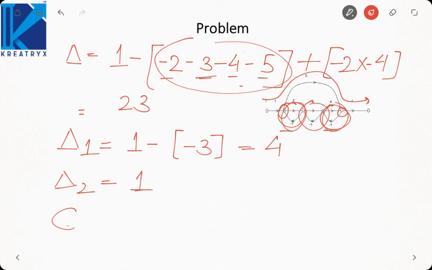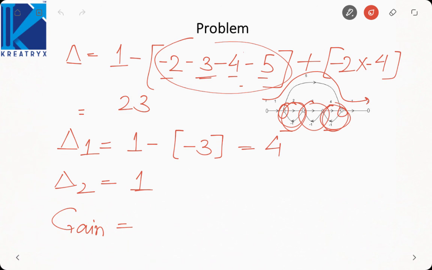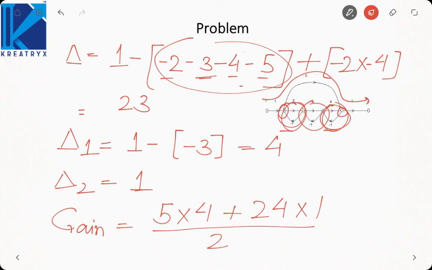So now the gain would be: first forward path gain is 5 into delta 1, that is 5 into 4, plus 24 into 1, upon delta, that is 23. So it will be 44 by 23. So this is how we can calculate gain in the signal flow graph expression.